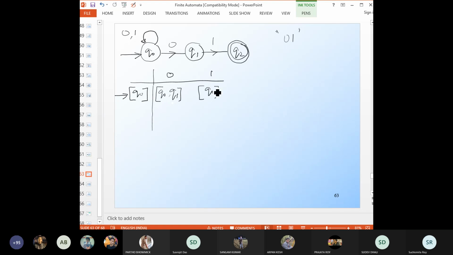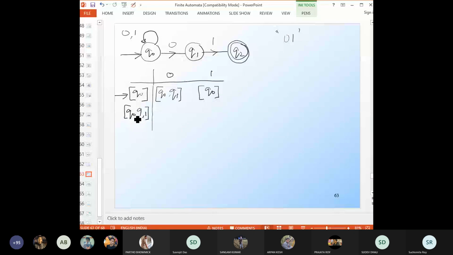And out of these two subsets, we find that Q0 is already there in this list. So this is actually a marked state. But a new state, or new subset, has been added, that is Q0, Q1, which we have not explored. So let's add this here, and let's explore this Q0, Q1.